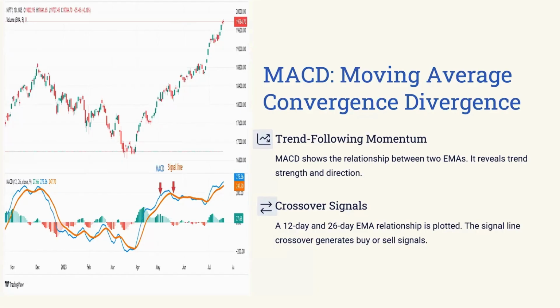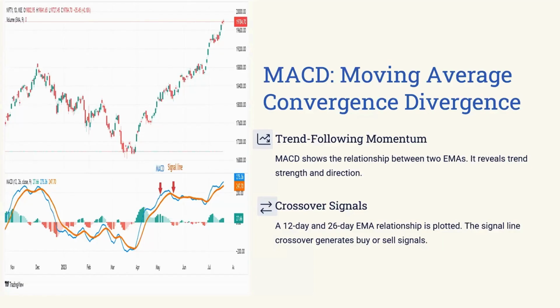As the faster EMA moves away from the slower EMA, it indicates increasing momentum in the direction of the price momentum. A rising MACD line suggests growing bullish momentum, while a falling MACD line indicates growing bearish momentum. When the MACD line is above zero, it generally signals an uptrend, and below zero suggests a downtrend.